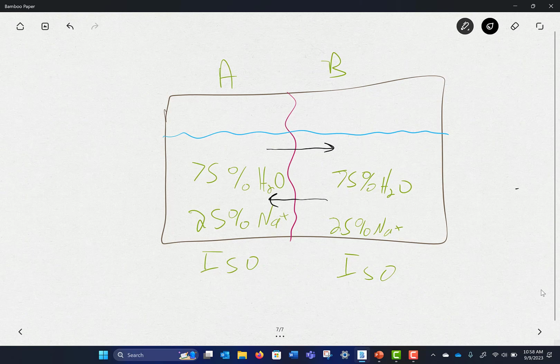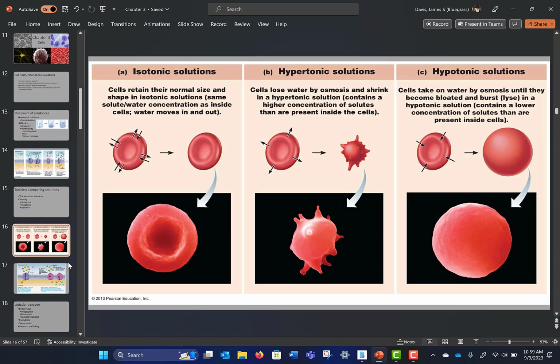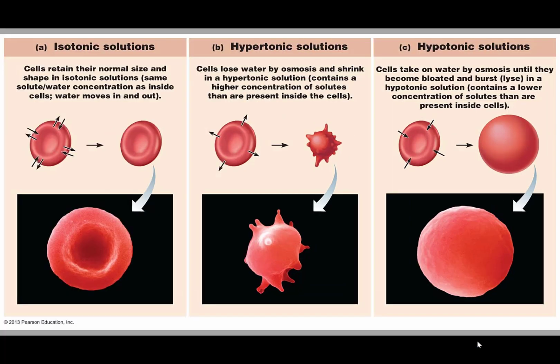So, let's go back and say tonicity. We've identified our terms. We've identified what happens in the aquarium scenario. But what about real world scenarios? Why is all that even important? Well, because this affects how fluids move in and out of cells in our body.